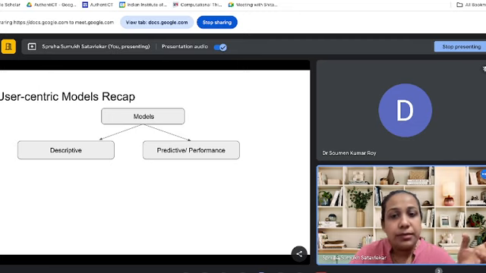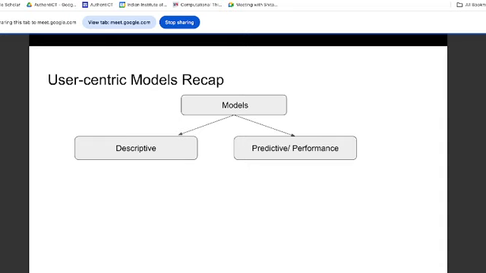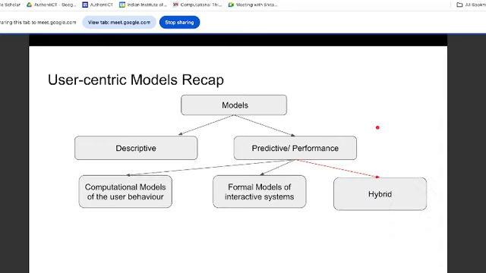Now the other one is predictive and performance models. We studied a number of them now. So the types were computational models of the user behavior, and then formal models of interactive system. When we introduced these predictive performance models, we incorporated the formal models as a part of the computational models itself. So formal models are also computational in nature. Hybrid models are not in the scope of our study, so we will exclude them.